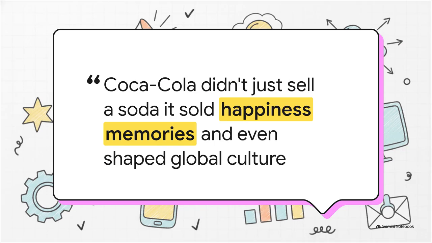Just to show you how well this works, look at this generated line from our AI script about the history of Coca-Cola, tracking back to pharmacist John Pemberton's 1886 medicinal tonic. Notice how the AI doesn't just list dry facts. It writes, "Coca-Cola didn't just sell a soda, it sold happiness, memories, and even shaped global culture." See what it did there? It perfectly captures the emotional core of the brand. This is an incredible micro example of how the AI maintains that compelling, human-centric narrative we talked about earlier.